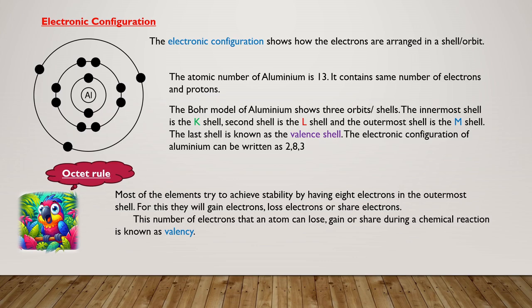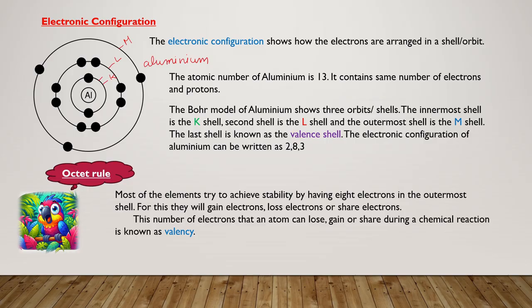So here in this picture you can see the Bohr model of the atom of aluminium. Al is aluminium. The atomic number of aluminium is 13. You know that the electrons are arranged in orbits. The first orbit, which is close to the nucleus, is called the K shell. Then the second orbit is the L shell. Then the third shell is the M shell.